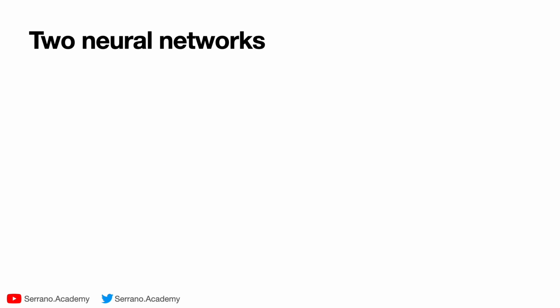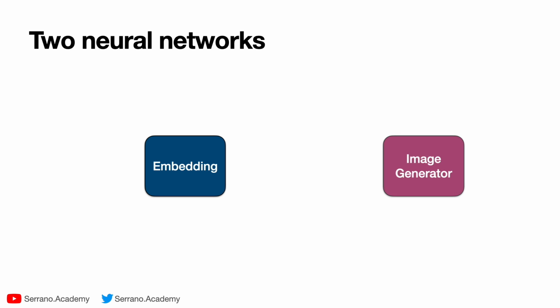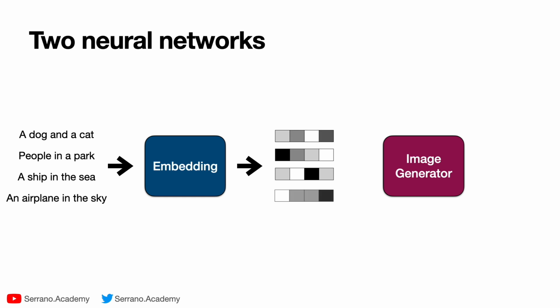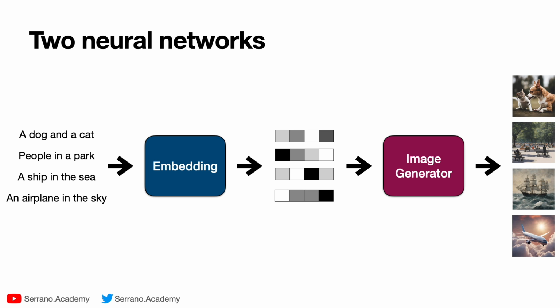So far, we've seen two neural networks, right? The first one is the embedding, and the second one is the image generator. So the embedding is the one that takes the sentences and turns them into vectors or into lists of many numbers. Here I have 4 numbers represented by shades, but in reality it would be hundreds or thousands of numbers. And then we have the image generator, which is the one that takes these vectors, these lists of numbers, and turns them into images. And so one would think that that's it, right? Take the sentences, turn them to numbers, take the numbers, turn them into images. But in reality, we need one more step.